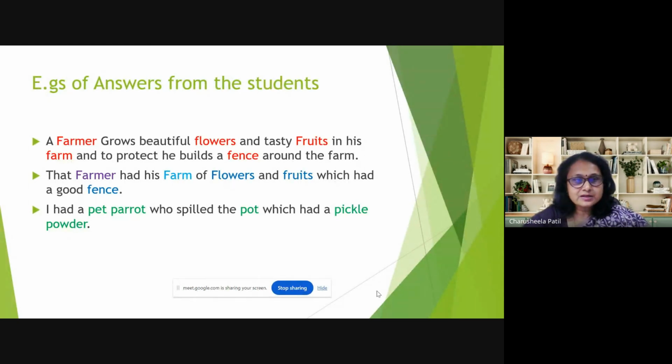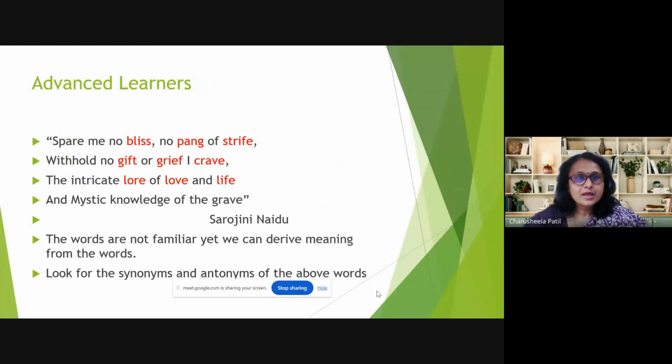Okay, can I have the next slide, please? Now there are some advanced learners in the class. So for them, I have purposely selected one stanza from a poem by Sarojini Naidu.